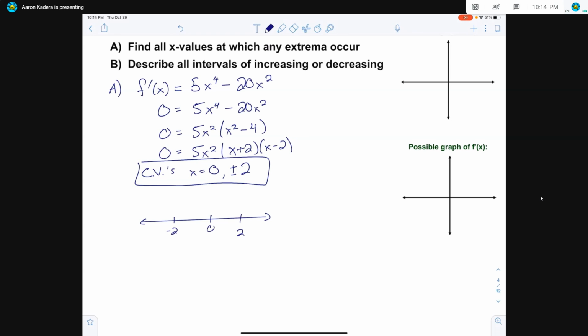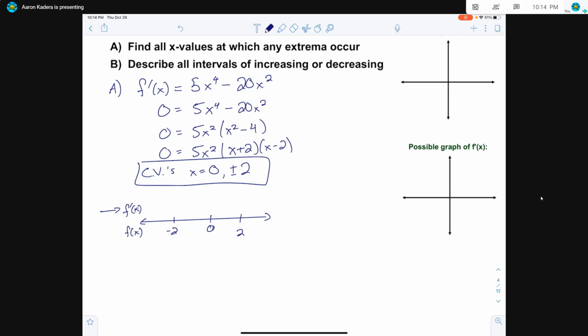And then on the top of the number line, I'm going to label it f prime of x, and on the bottom of the number line, I'm going to label it f of x. Okay, and what we want to know is what f prime is doing on each of these intervals that are in between, not at, the critical values.